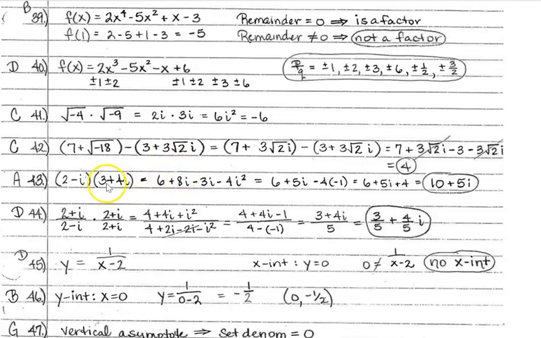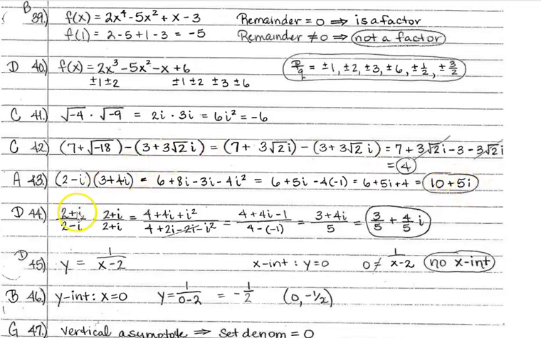For 43, we're going to FOIL, so we're going to say 2 times 3 is 6, 2 times 4i is 8i, -i times 3 is -3i, and -i times positive 4i is -4i squared. So i squared is the same thing as -1, so we would have -4 times -1. And then combining like terms here, 8i minus 3i is positive 5i. So -4 times -1 is positive 4, so 6 plus 4 we could combine to give us 10. And we're going to write our answer in a plus bi standard form.